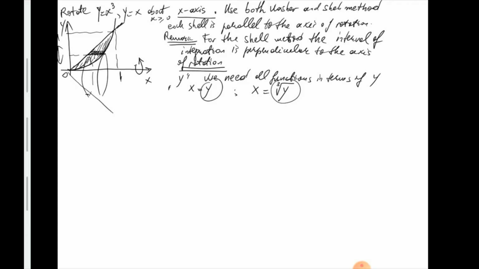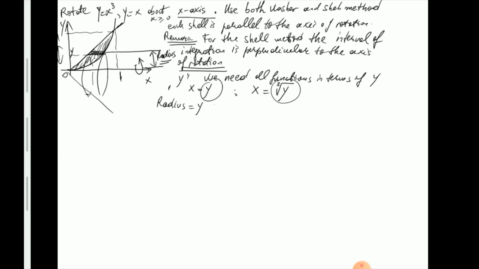All right, so now how do we express in terms of y the radius and the height? Well, pay attention here that the radius of the shell is going to be y, because it's basically the y coordinate, the distance from the point to the x-axis. So the radius of the shell is going to be y.